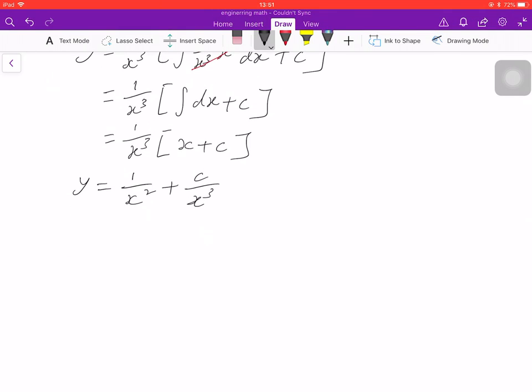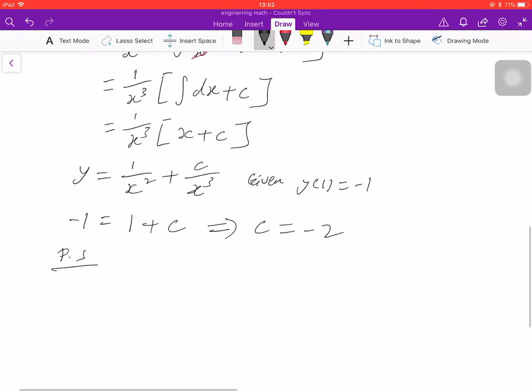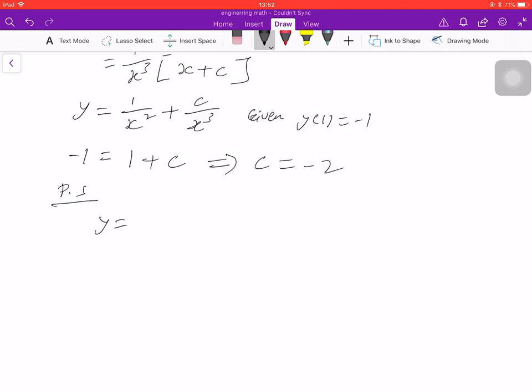Now we need to find c because we are given the initial condition y(1) equal to minus 1, meaning that when x equal to 1, y equal to minus 1. So we substitute y equal to minus 1 and x equal to 1, so we have 1 for this term, and then we have c. This gives us the c value: minus 1 minus 1, we get minus 2. So the particular solution is y equal to 1 over x squared minus 2 over x cubed. This is the particular solution.